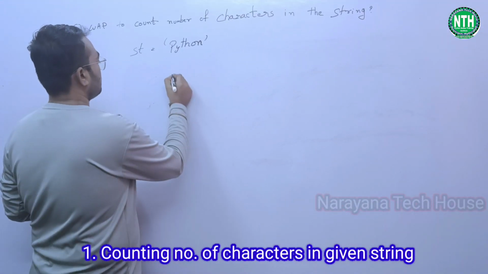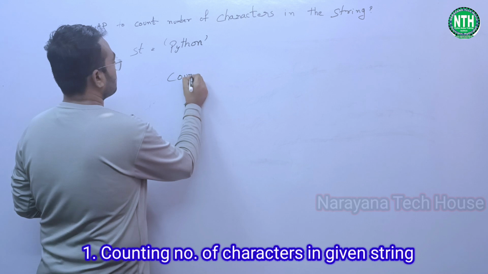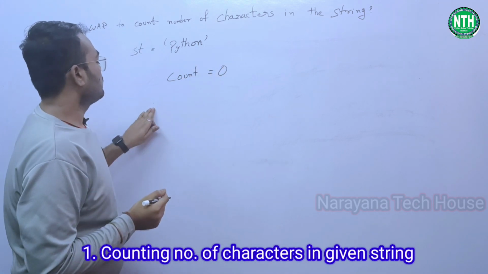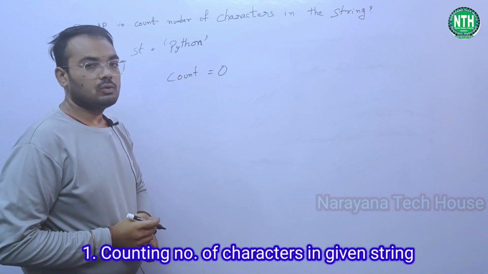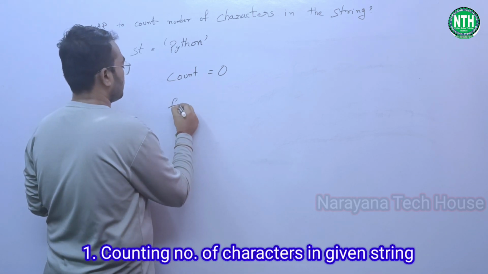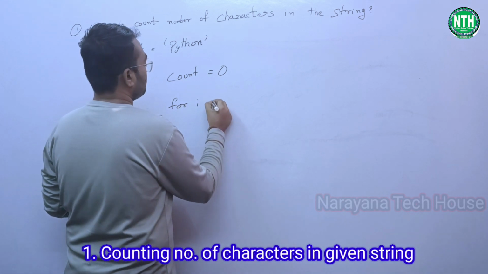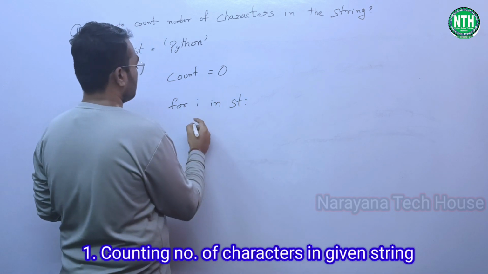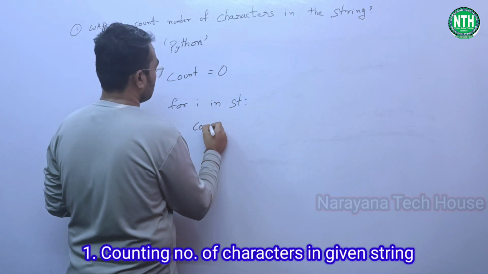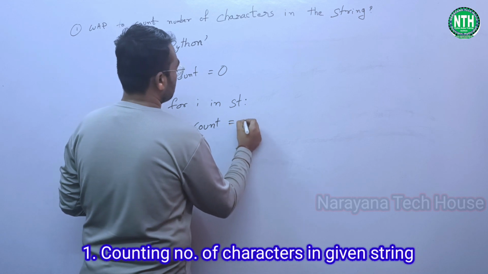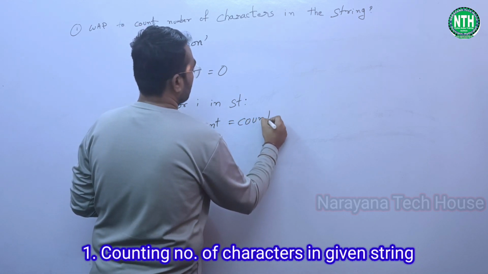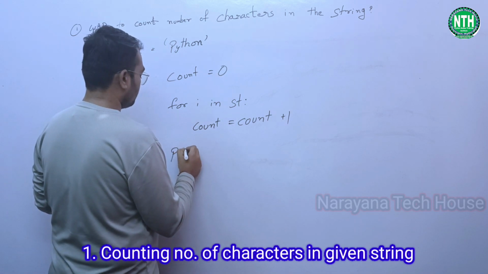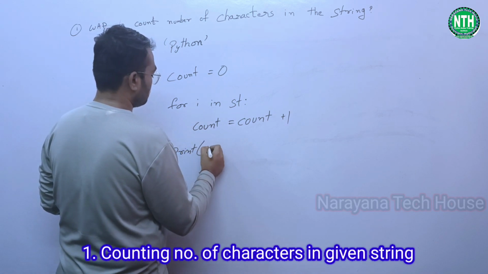We take one variable called count equal to 0, and in this problem we can use the for loop concept. So, for i in st: count equal to count plus 1, and print of count.